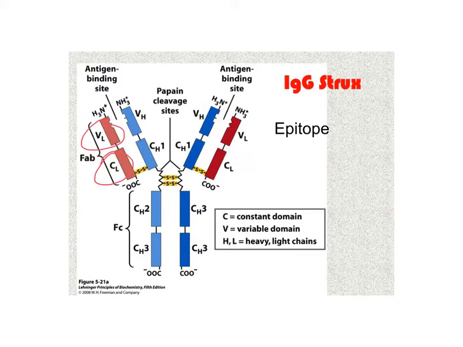Okay. I also want to point out the fact that the antibody itself is held together by disulfide bonds. Even though it's drawn many times as this characteristic Y shape, you have to realize that that's just a two-dimensional representation of a three-dimensional protein.